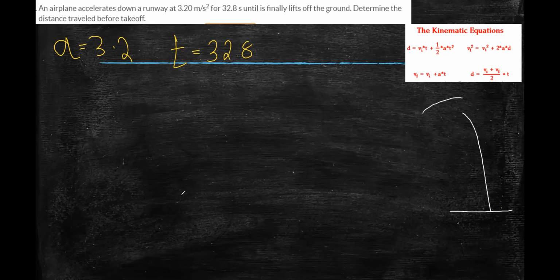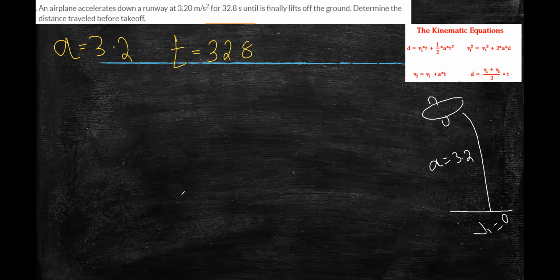Okay. So here, this is my airplane. It accelerates down a runway at 3.2, so the acceleration here is 3.2. The time is 32.8. And until it finally leaves the ground, determine the distance traveled before takeoff. So what is the V initial here? It is 0, because it started from rest.